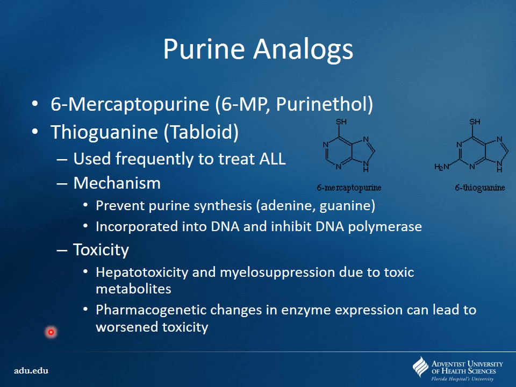Now, other toxicities you're going to see with this one: the big one is hepatotoxicity, and then again you can see some myelosuppression. Oftentimes this is due to some of the toxic metabolites that form here, but these are two of the big ones we worry about.